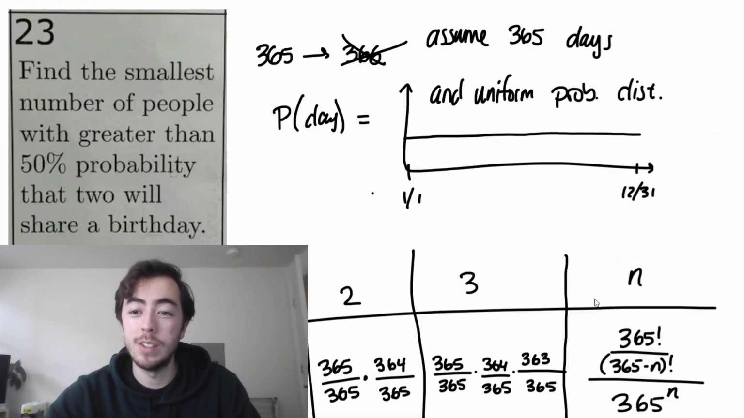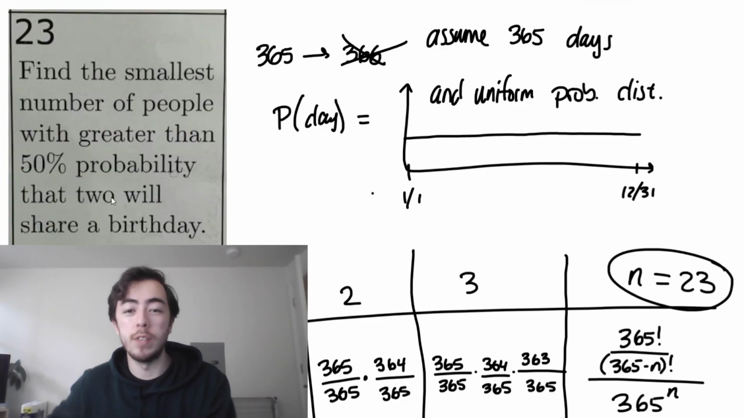So I think that means we're all done today. n is equal to 23. That's what makes this probability greater than 50%.